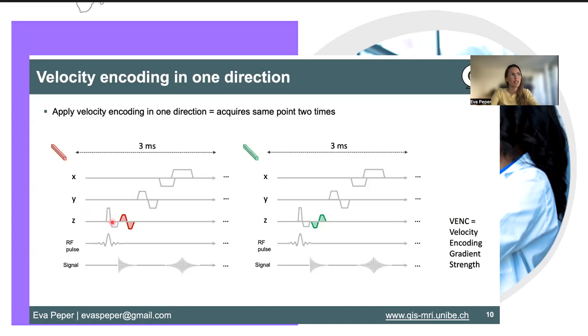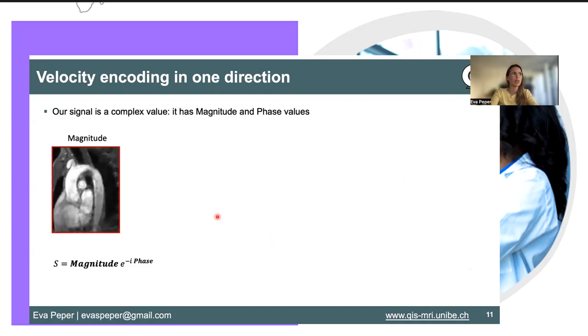We have, let's say, an additional gradient in the Z direction. That means we are doing flow encoding in the Z direction, and we have 2 images. So now our scan is already 2 times as long. And I have to mention another concept that is related to that: if we now acquire this image, we will get a magnitude of our image.